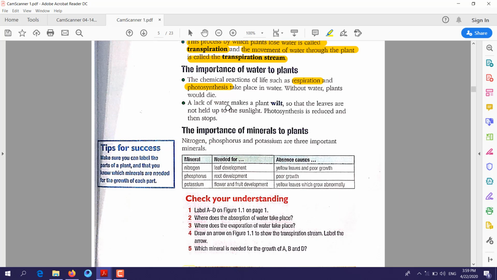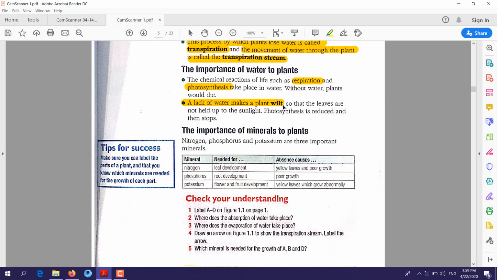Then, a lack of water makes a plant wilt. When there isn't enough water in the plant, what will happen to it? The plant will wilt. We all notice this. For example, if you have a plant at home and you do not give water to this plant, after a couple of days you will see it start wilting. So a lack of water makes a plant wilt, so that the leaves are not held up to the sunlight. Photosynthesis is reduced and then stops.